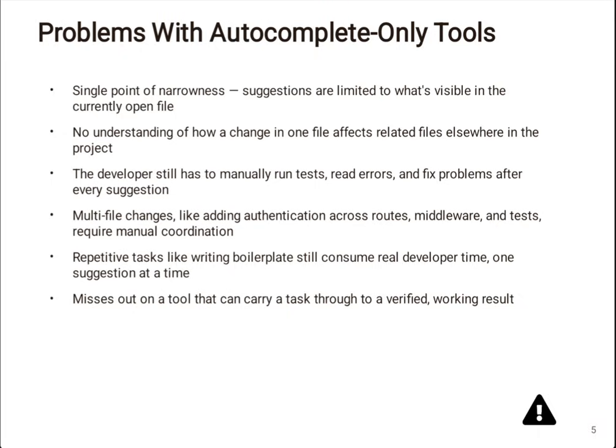The developer still has to manually run tests, read errors, and fix problems after every suggestion. Multi-file changes like adding authentication across routes, middleware, and tests require manual coordination. Repetitive tasks like writing boilerplate still consume real developer time, one suggestion at a time. It misses out on a tool that can carry a task through to a verified working result.